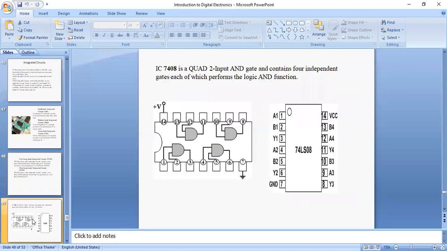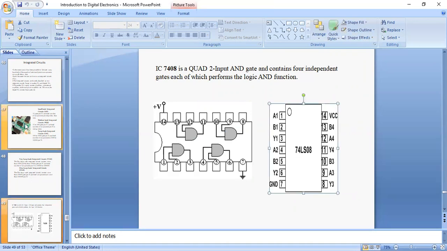Now coming to the gate. This is the gate number, 7408, which is the number of the 2 input AND gate. On all ICs, on the top of the black coating, they mention the name, such as 74LS08, meaning 7408, which represents the AND gate. Depending on the company, the middle letters like LS may change or not. But the 7408 IC number belongs to the AND gate only.